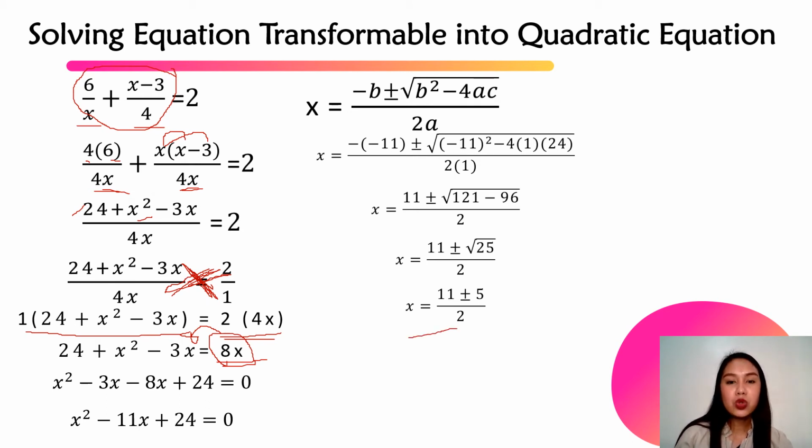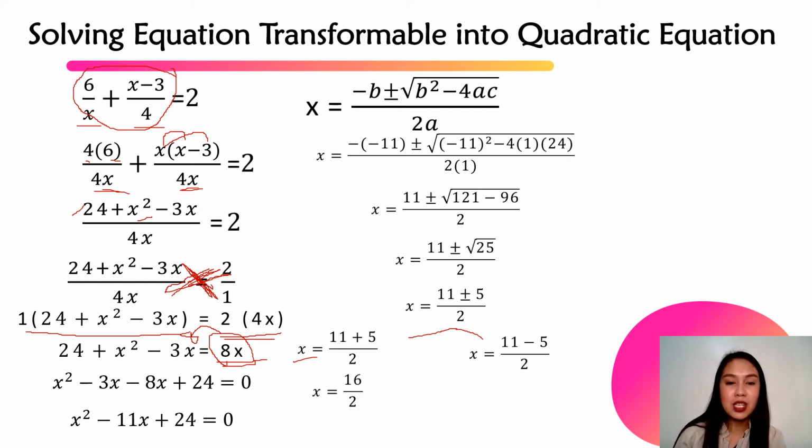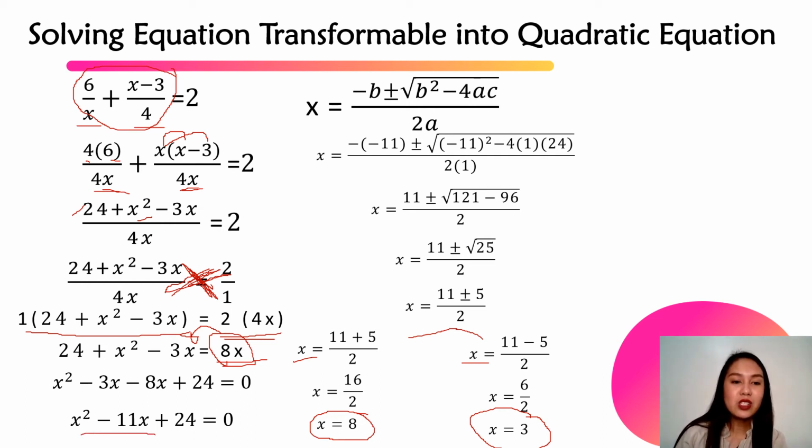Now, at this point, we are ready to get the two values of x: 11 plus 5 over 2, and 11 minus 5 over 2. Let's concentrate on the first root. 11 plus 5 is 16 over 2, so we simply have x equal to 8. Now, on the other value of x, 11 minus 5 gives you 6 over 2, so we simply have the value of x as 3. So 8 and 3 now are the roots or the solution for the quadratic equation x squared minus 11x plus 24 equal to 0.